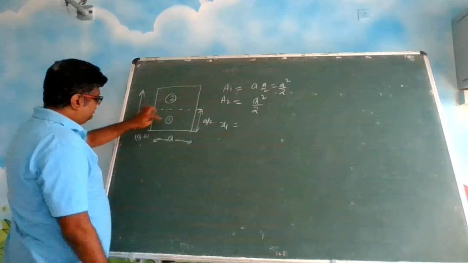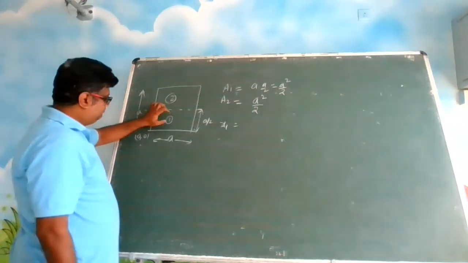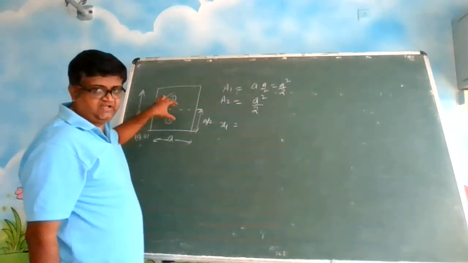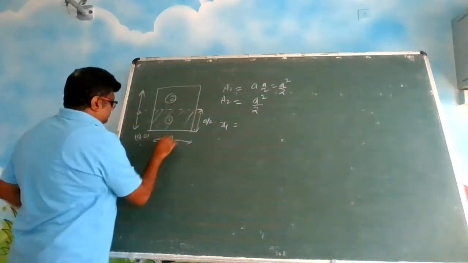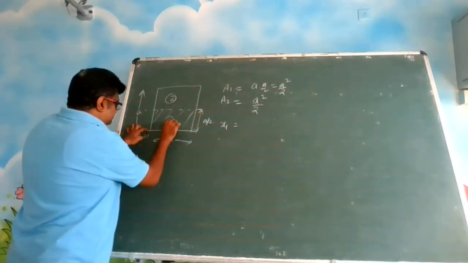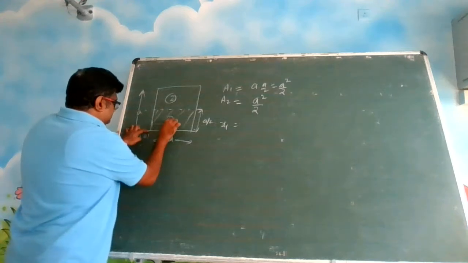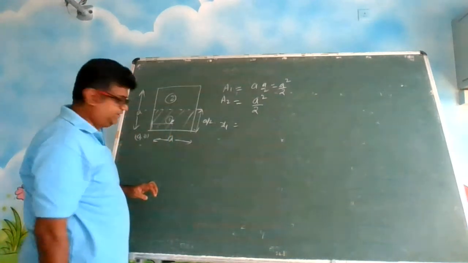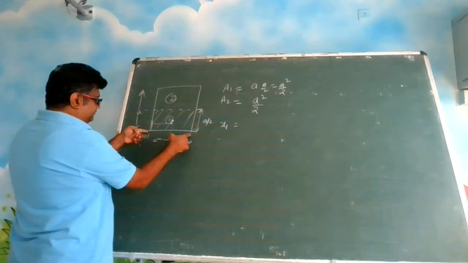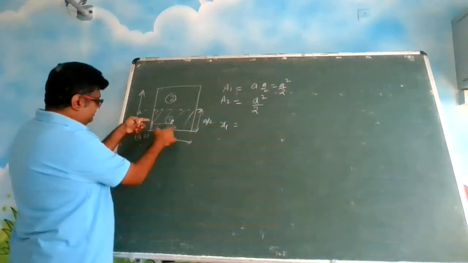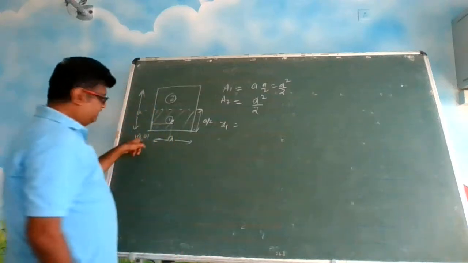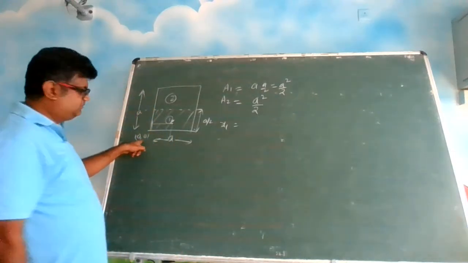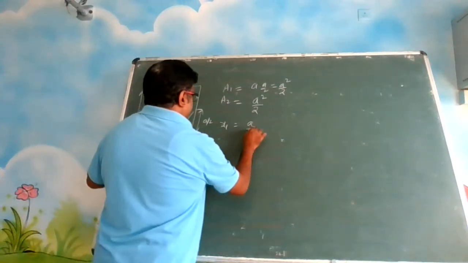x1, of which area? Of area 1, because this area we are calling area 1. So if I call this area 1, where will its centroid be? It will be somewhere here, right? This is A. See only the area 1. This is A by 2. So what is the x coordinate? From where are we measuring? From 0, 0. So it will be A by 2.